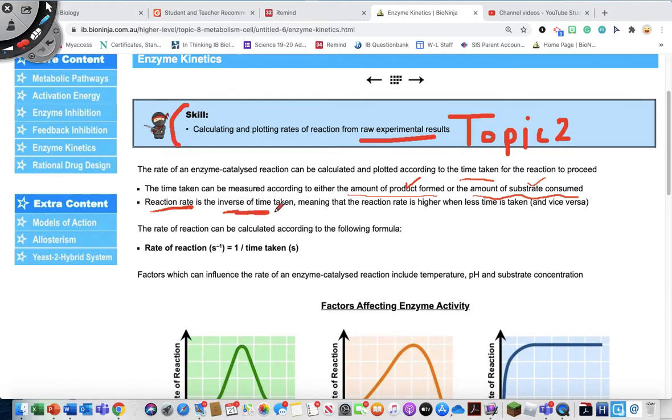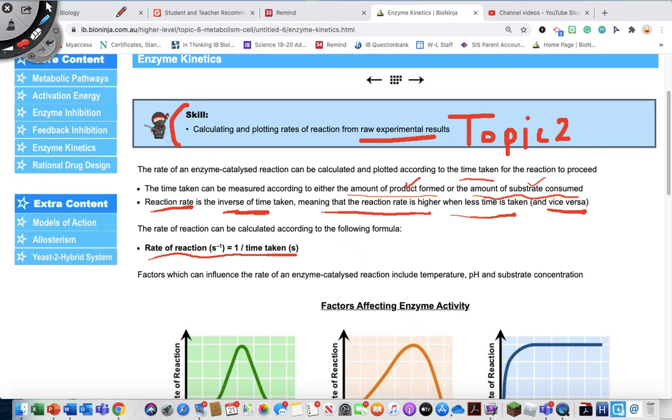The way you measure reaction rate is by calculating the inverse of time taken. And here is the formula. Reaction rate is the inverse of time taken, so it's 1 divided by the time taken. Which means that the reaction rate is higher when less time is taken, and vice versa. So if it takes very little time, that means the reaction rate is higher.